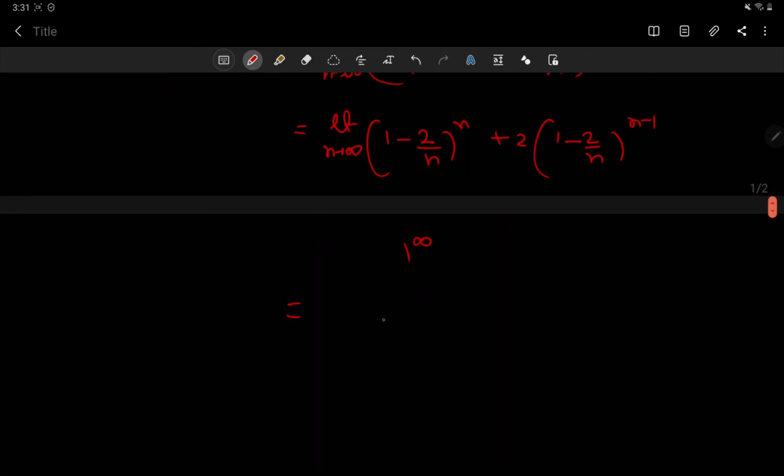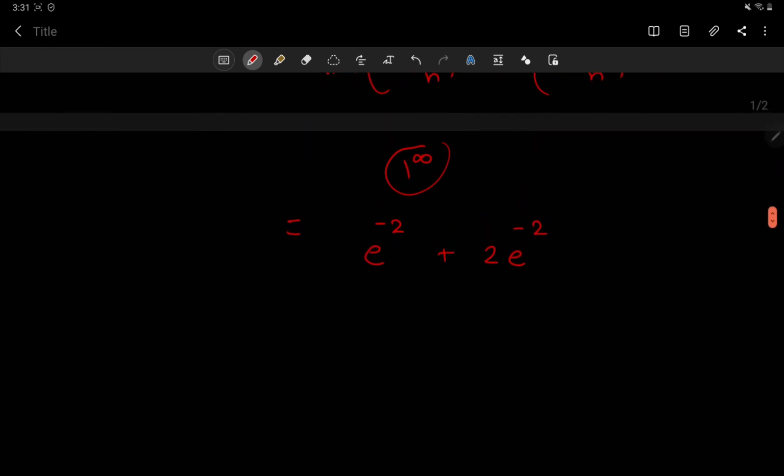So it is very easy to solve. The first will become e to the power minus 2, the second will become 2 times e to the power minus 2. Solve it, it is very easy. You know the calculation of 1 to the power infinity limits. So this is the limit of 1 minus an where n tends to infinity. So this becomes 3e^(−2).